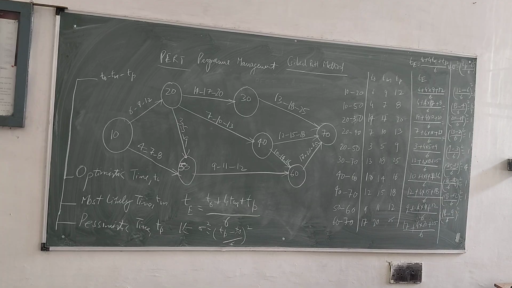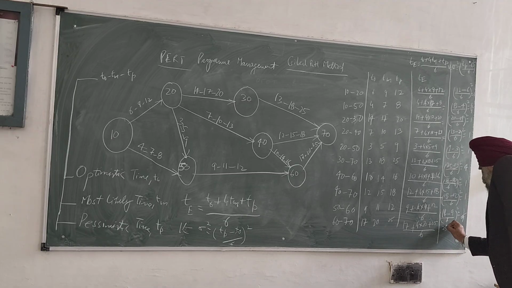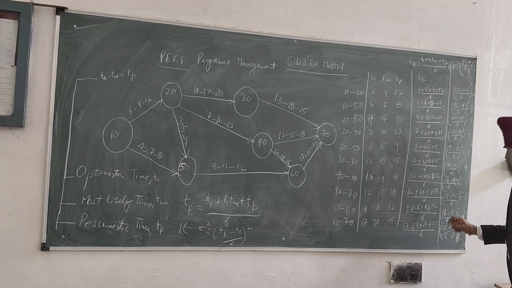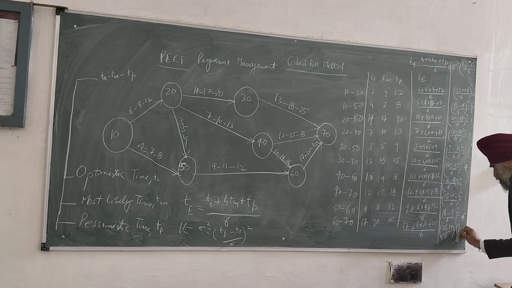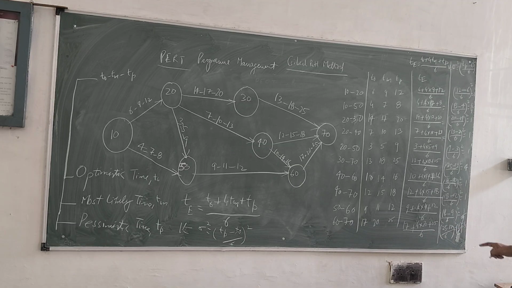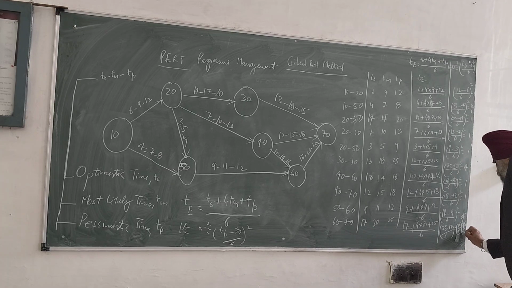(12 minus 9 over 6) whole square. This is 3 by 6, 1 by 2, so this is 1 by 4. Similarly, (25 minus 17 over 6) whole square. Basically, this is 8 by 6 whole square, which is 4 by 3, squared, so 16 by 9. You get the answer 16 by 9.